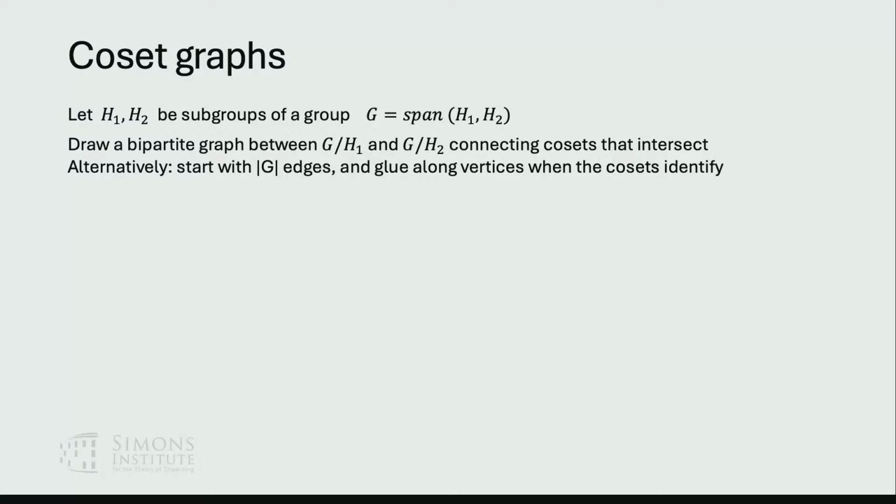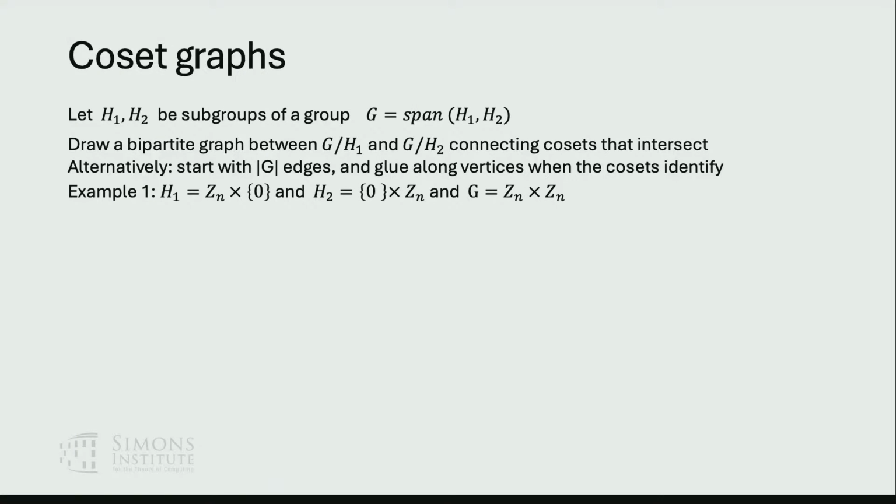There's a different way of thinking about it, and this different way, I like it. You start with G edges that are separate, they don't touch each other, just G copies of a single edge. And then you start to glue them together. So you glue different endpoints if they belong to the same coset.